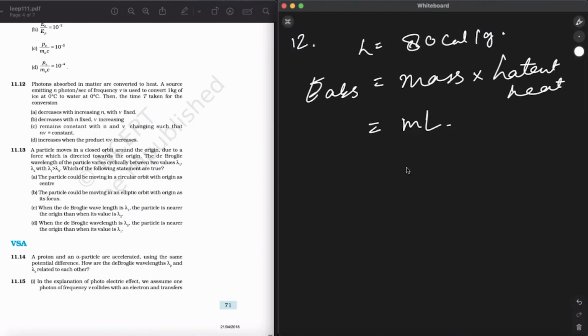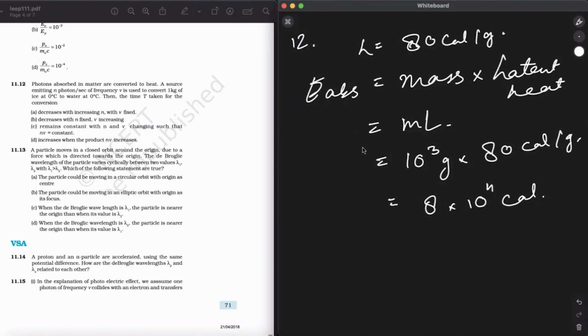In the question, they will give it to you. You don't have to worry. You don't have to cram these values. All right. So mass is 10 to the power of 3 grams and 80 calorie per gram. I'll be left with 8 into 10 to the power of 4 calories. So this is the energy which is absorbed. The heat part is over till here. Heat part is over.